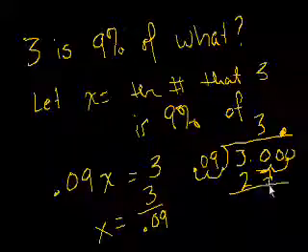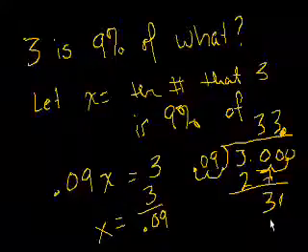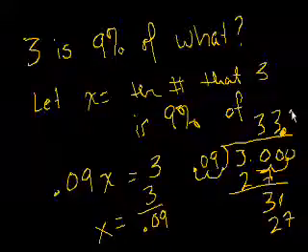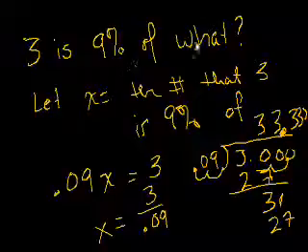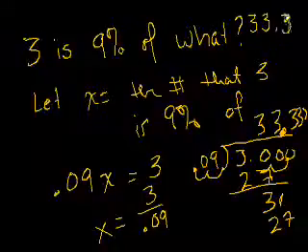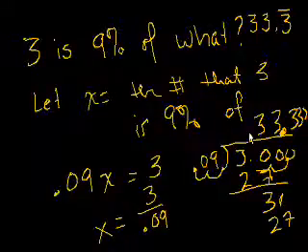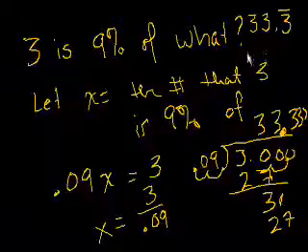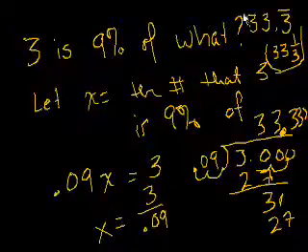I think I see a pattern here already. 30, 3 times 9 is 27. You're just going to keep getting 30, 30, 30, 30. The 3's are just going to go on forever. So it turns out that 3 is 9% of, you could either write it as 33.3 repeating, or we all know that 0.3 forever is the same thing as 1/3. So 3 is 9% of 33 and 1/3. Either one of those would be an acceptable answer.